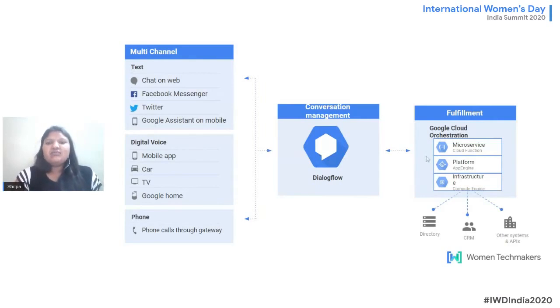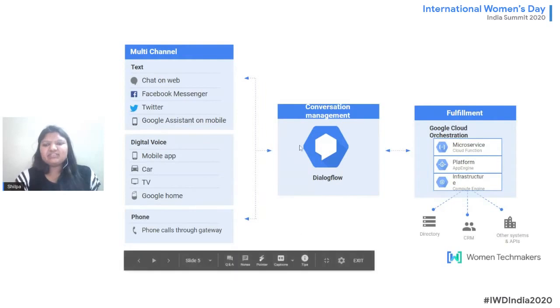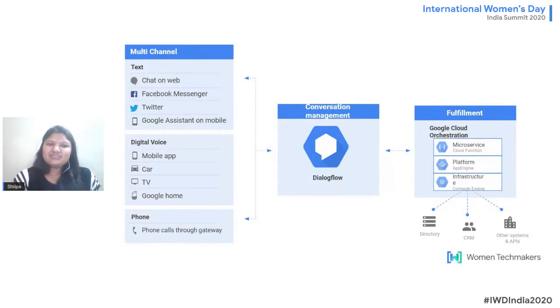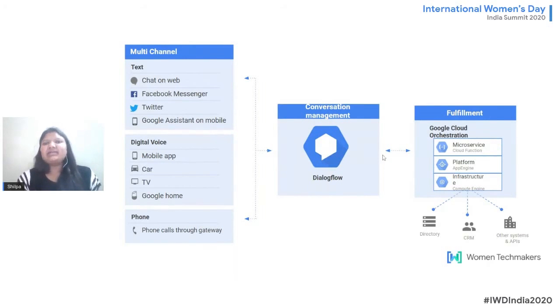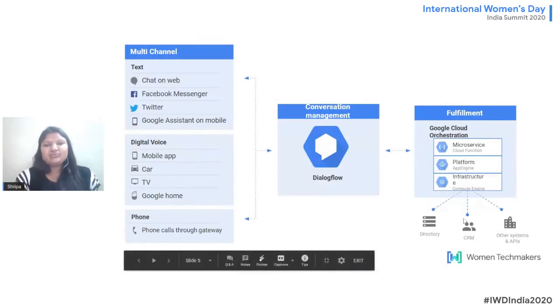What we do is we connect a Dialogflow agent on the front end with this multi-channel. We can connect it with web, we can connect it with Facebook Messenger, we can connect it with Twitter, etc. And there is even one beta feature which I'll explain later, which you can see here, phone calls through gateway, right? So you can even connect it through your IVR. Then all these conversations are managed with your conversation management, which is your Dialogflow. And then at the back end, Dialogflow connects with its fulfillment, where you can have your microservices, you can connect it with any platform, right? And then you can store your data as well.